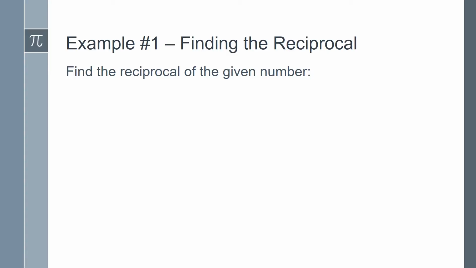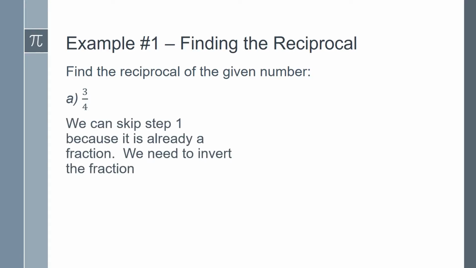For example number 1, we will need to find the reciprocal of the given number. Part A, 3/4. We can skip step 1 because it is already a fraction, so we need to invert the fraction. So 3/4 becomes 4/3 because we flipped the numerator and the denominator. So the reciprocal of 3/4 is 4/3, or this can be simplified to 1 1/3.